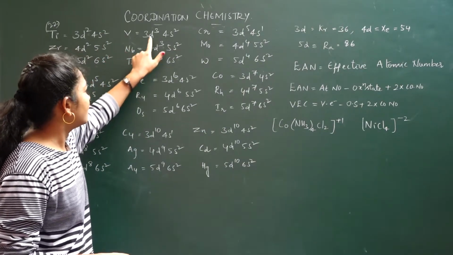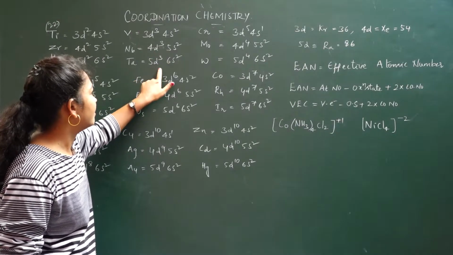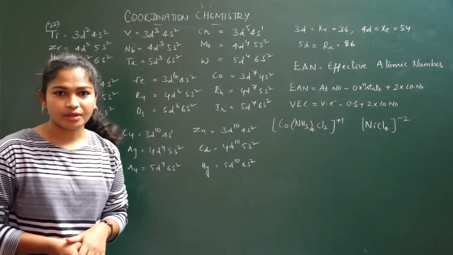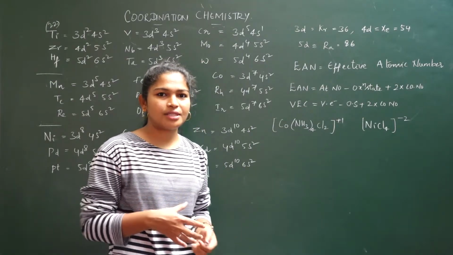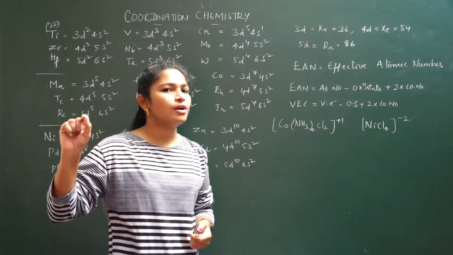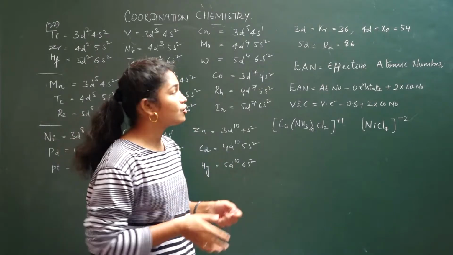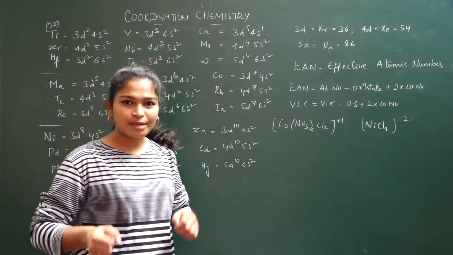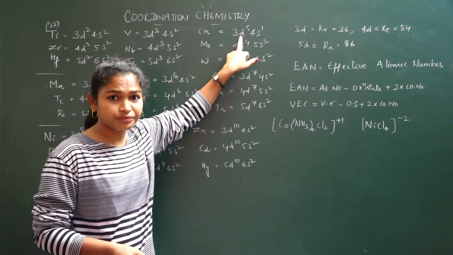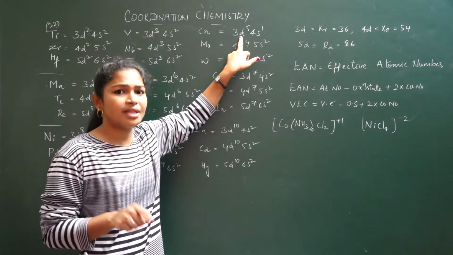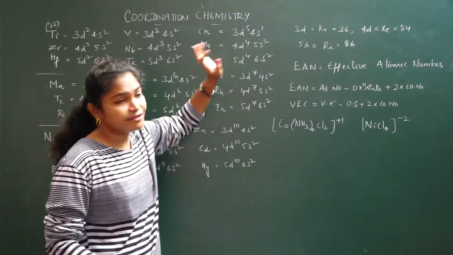Niobium is 4d3, 5d3, with 4s2, 5s2, 6s2. Now chromium is 24, right? According to our trick, 3d4 4s2 should come. But that is not a stable configuration of chromium, because 3d5 is a half-filled orbital. Half-filled orbitals are more stable than 3d4. That's why we are writing 3d5 here.